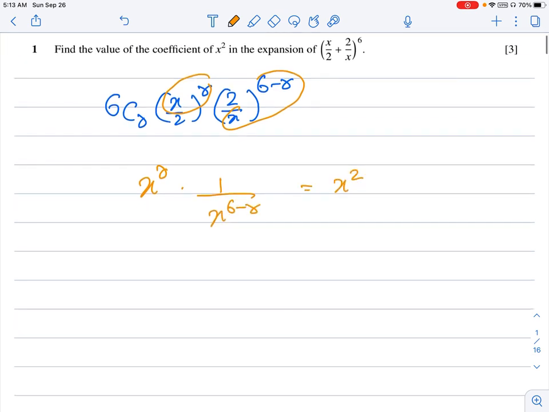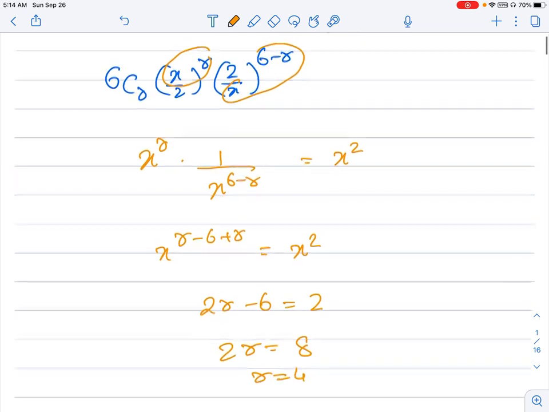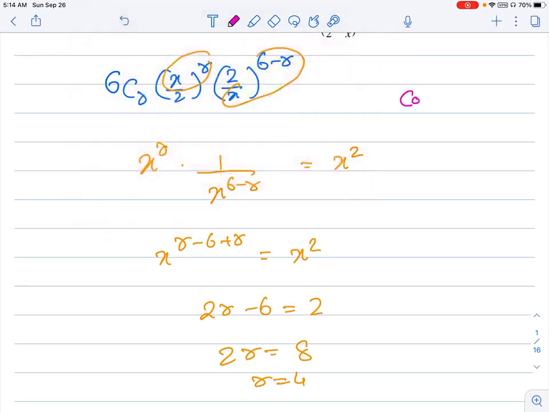So I want to get the value of r. x power r minus 6 plus r is equal to x power 2. The x cancels: 2r minus 6 is equal to 2, so 2r is equal to 8, and r is equal to 4. But I want the coefficient right now, in the sense that for the coefficient of x square, I take only the numbers.